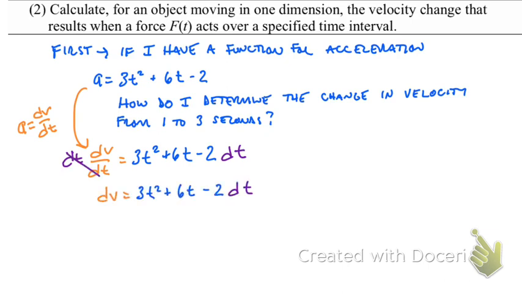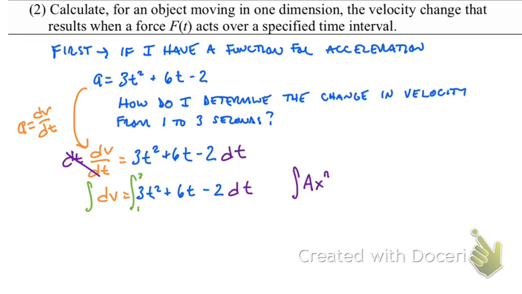And now we have dv. To get just v, think of dv as a tiny piece of v, and the way we get v is we have to add up all those tiny pieces, and to add up, that's where we do the integral. So we have to do the integral of the left side and the right side. We're going to integrate over the limits from 1 to 3 seconds.